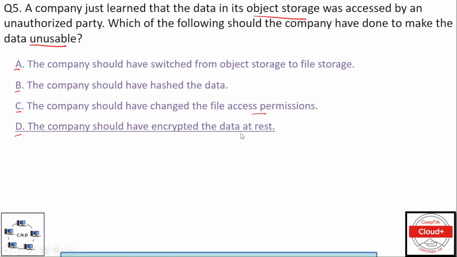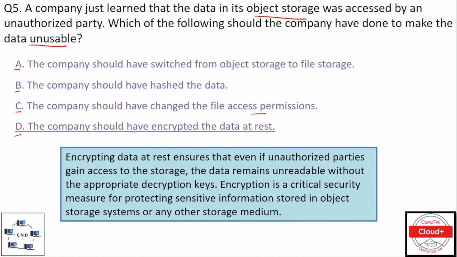And the correct option is the company should have encrypted the data at rest, because we are talking about making the data unusable. Hashing does not make the data unusable. It is basically used for integrity of the data, not the confidentiality. This solution, changing the object storage to file storage, is also not secure if the file storage is also not encrypted.